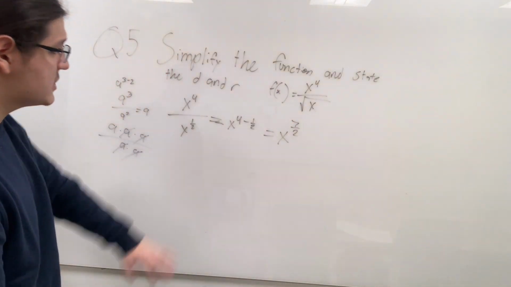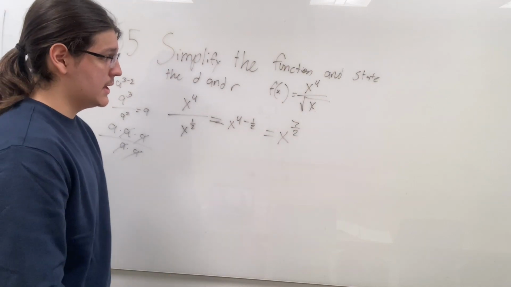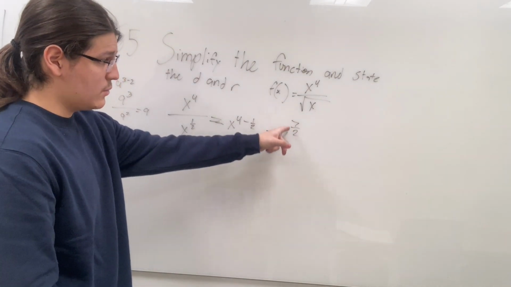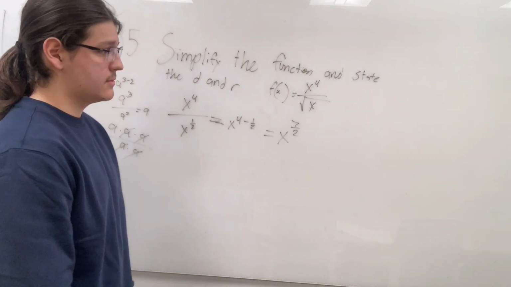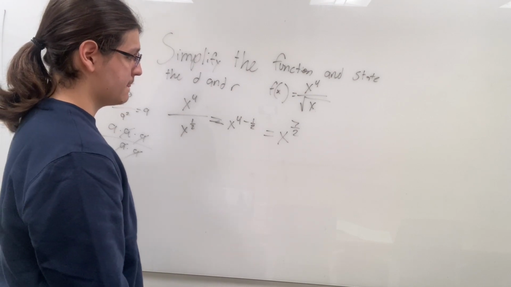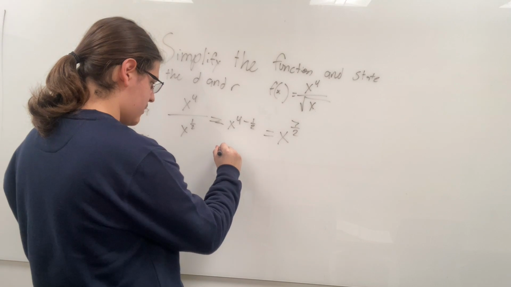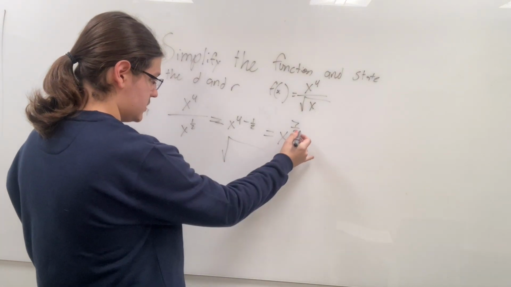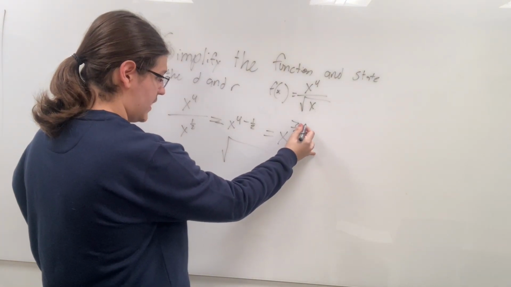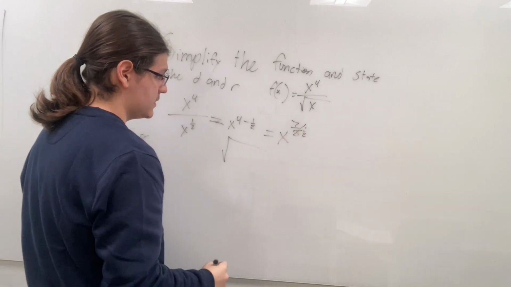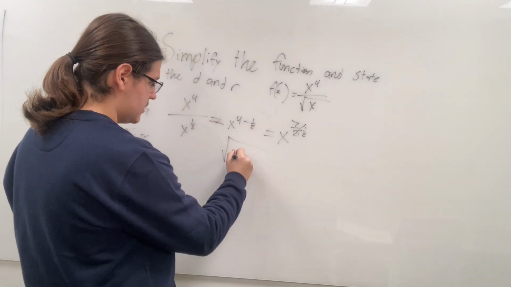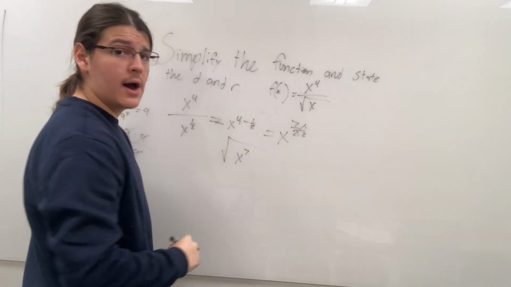Now how can we convert this back? Because we still have this 2. And I believe you can find a way to fix this. Well, this is just going to be the square root, because we still have the 1/2 here. The 1/2 still exists. Square root of x to the 7th power.